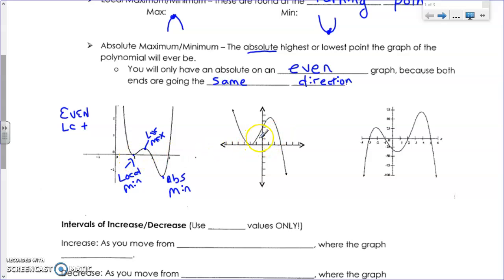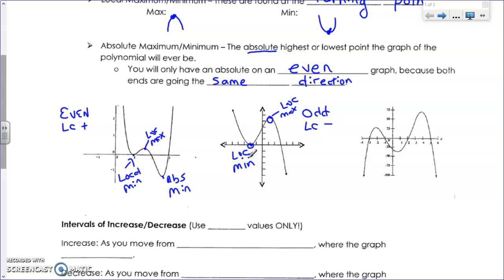All right, on this one, it's an odd function. Just a little reminder: the leading coefficient would be negative. We have a turning point here, and we have a turning point here. With odd functions, you won't have an absolute, because the range is all real numbers, so it goes on forever and ever. So this would be a local max, and this would be a local min.